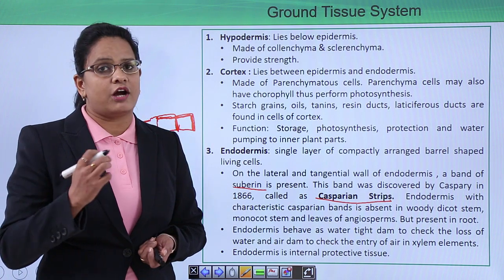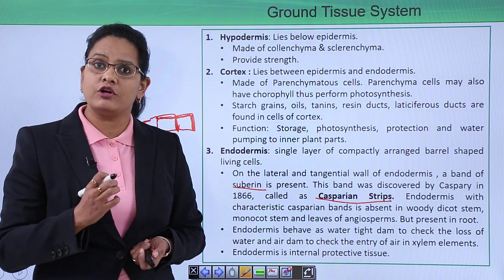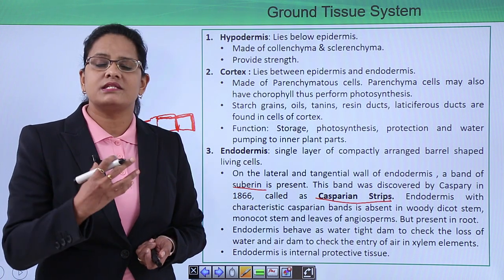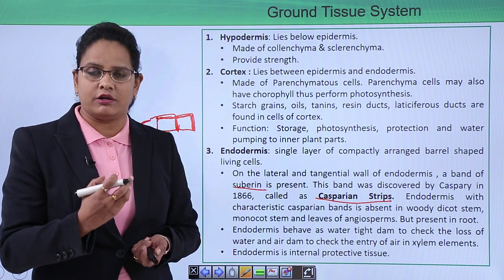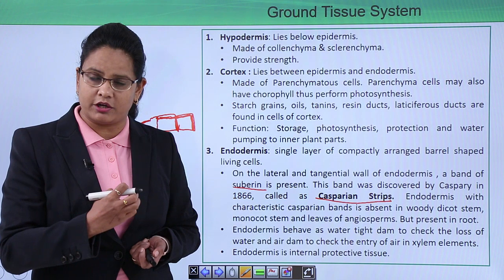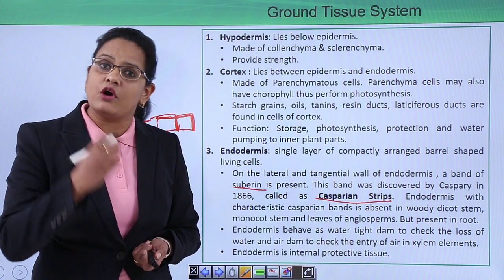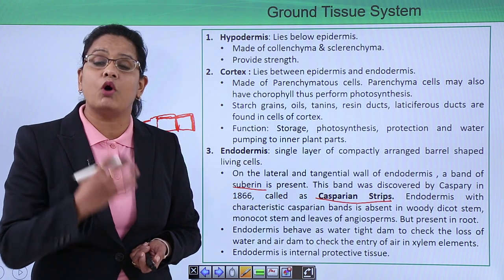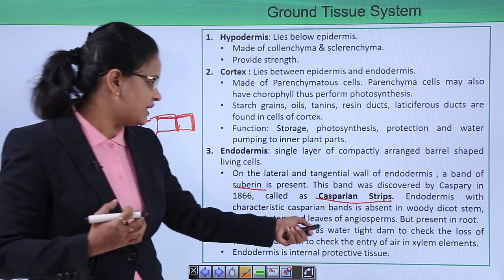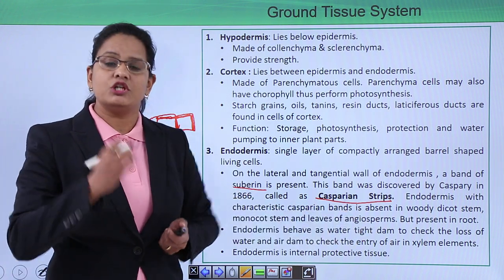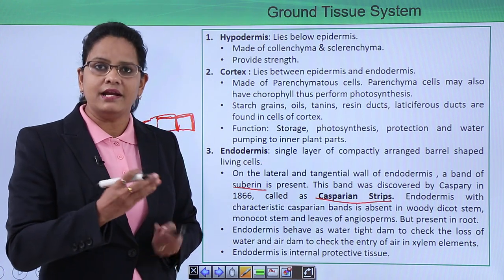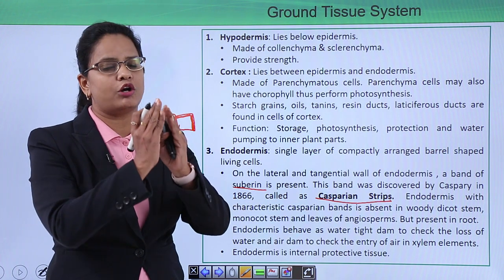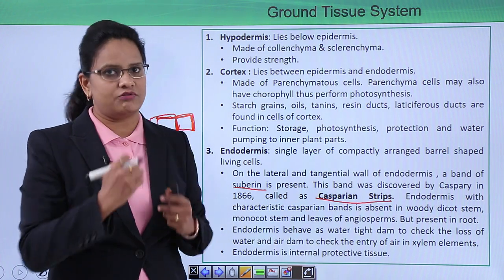So what becomes a function of endodermis? Now endodermis has this layer of suberin. It allows the passage of water, but it also checks the water flow, right? So excess water loss is prevented by this endodermis. So it is like a water dam. So endodermis behaves as a watertight dam. So it checks the loss of water, right? It allows a constant passage. So in particular passage only the water will flow and excess water loss will not happen.